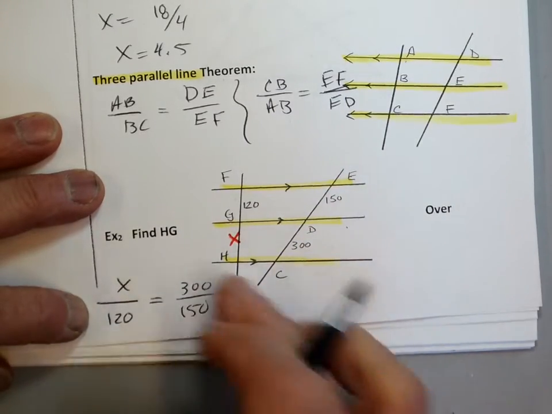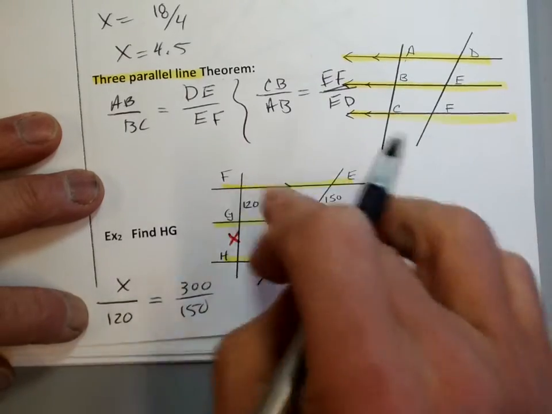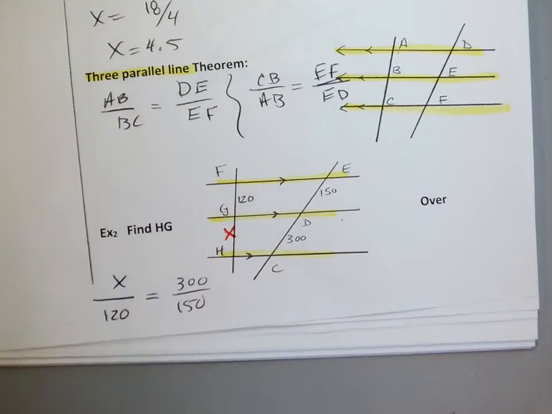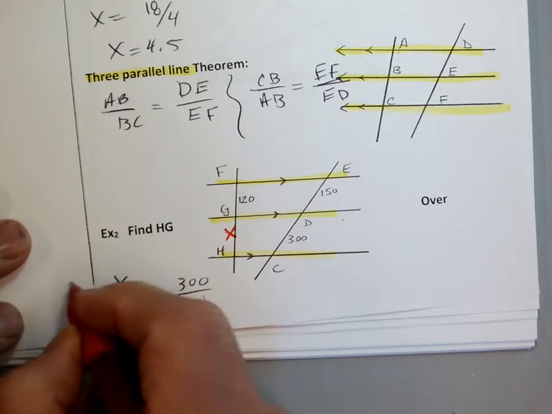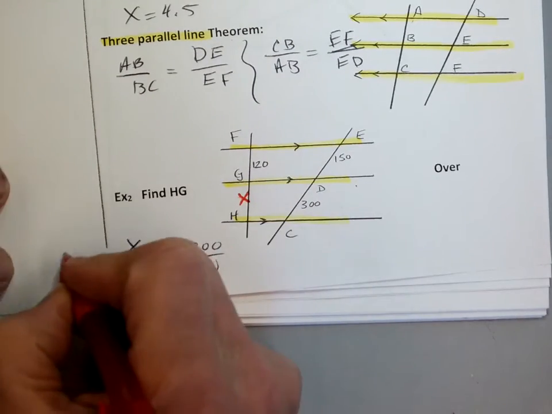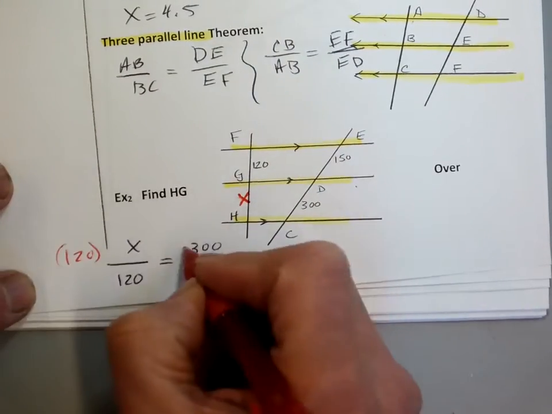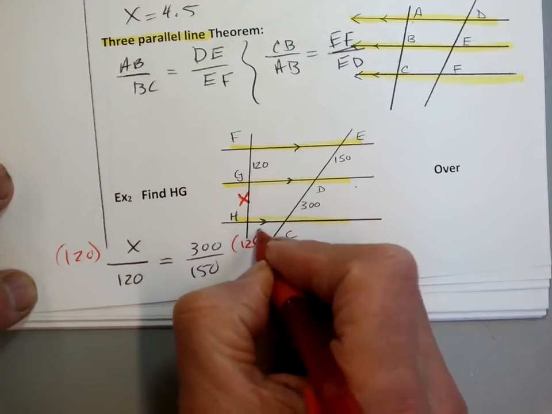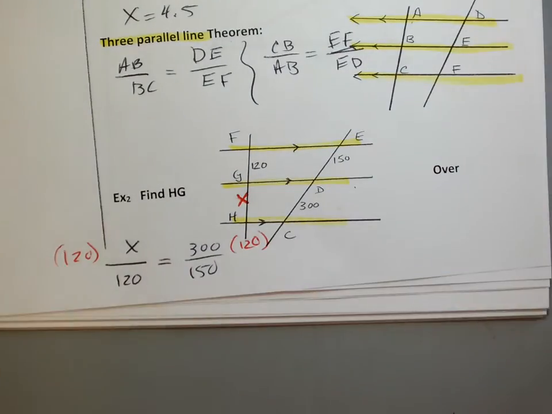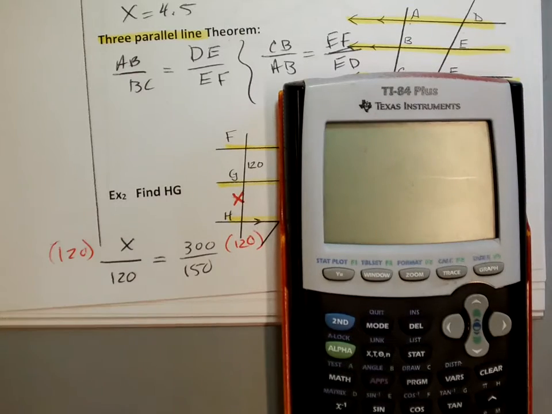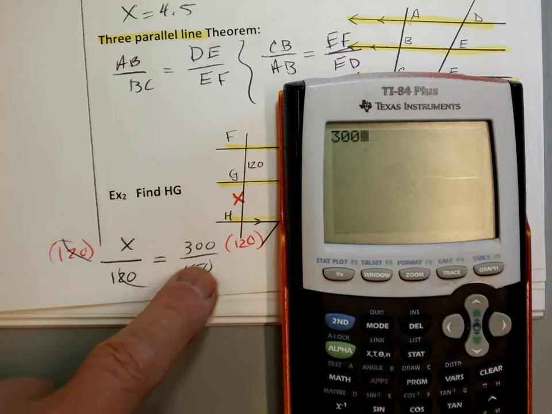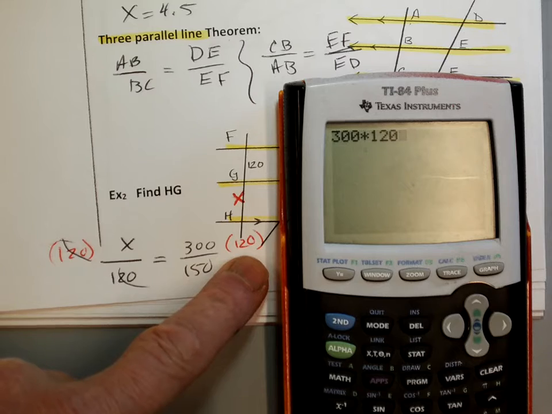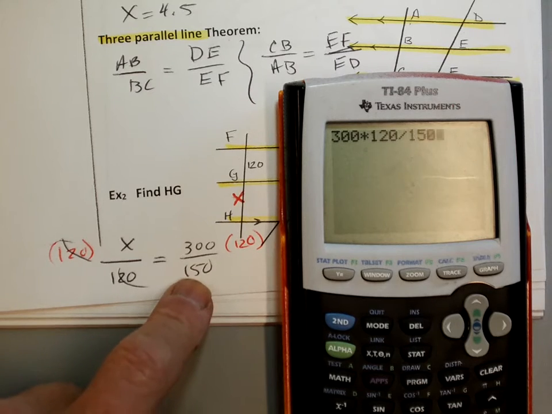Okay? Don't mix it up. Be consistent. This over this, this over this, okay? To solve, that's divided by 120, so I'm going to multiply by 120 to solve it. Multiply by 120, and I'm going to use my calculator. Let's go 300 times 120 divided by 150, and I get 240.